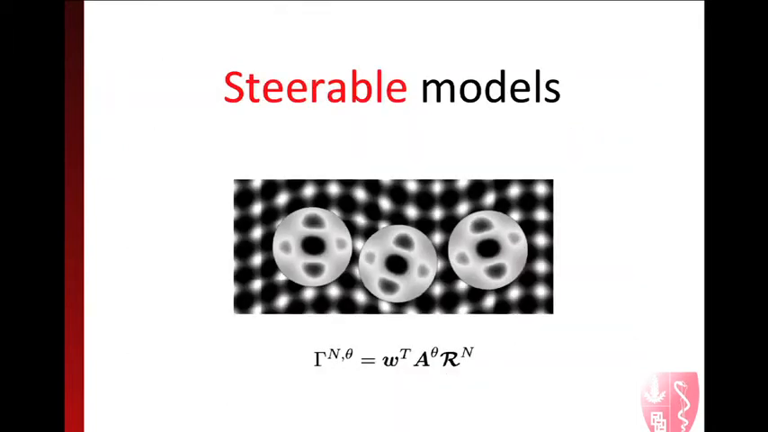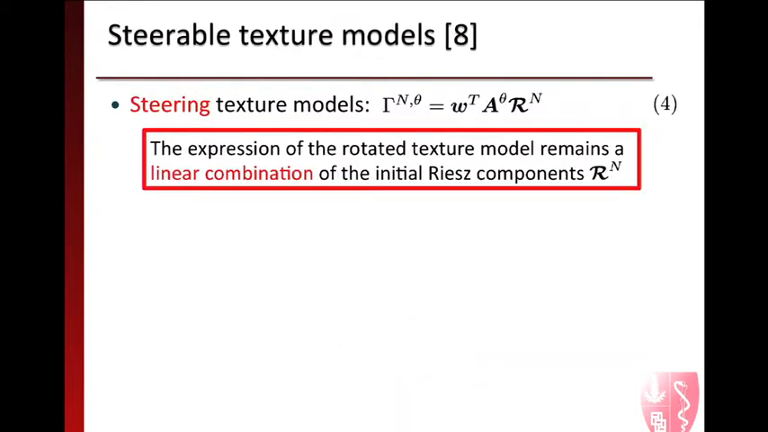So we would like to steer these models, and now that we are able to have this vector of weights which characterize the model, we can just directly inject it back into the steering equation. And we can see here, this is the model, and we realize that we can synthesize any orientation of the model just using a linear combination of the basis Riesz templates.